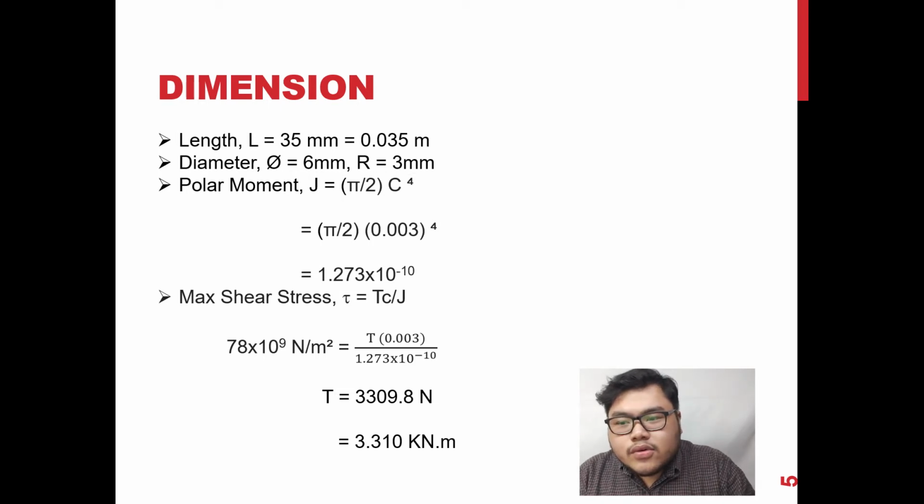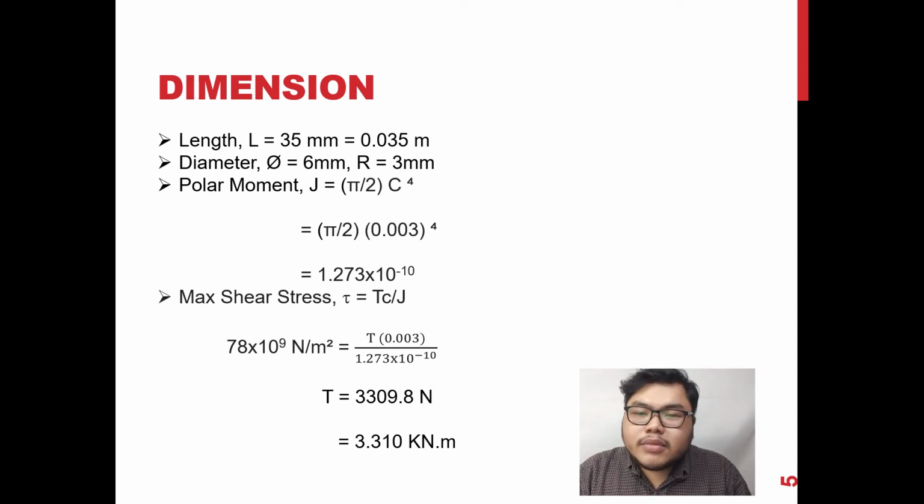After that, we can get the polar moment, which is J, by using the formula pi over 2 times C to the power of 4. And then we get the value of J, which is 1.273 times 10 to the power of negative 10.